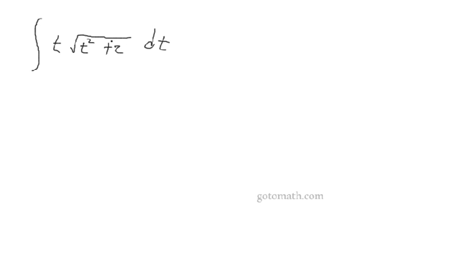So what we're going to do now is we're going to let, what are we going to let? We're going to let this stuff under here be our u. So u, we'll write it out here to the side, is equal to t squared plus 2, and then let's take the derivative of that. du is equal to 2t dt.